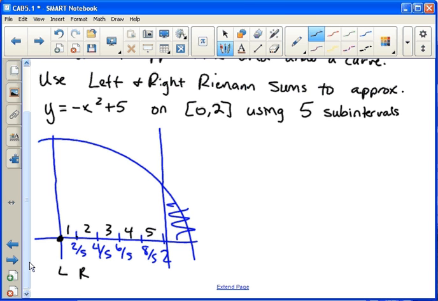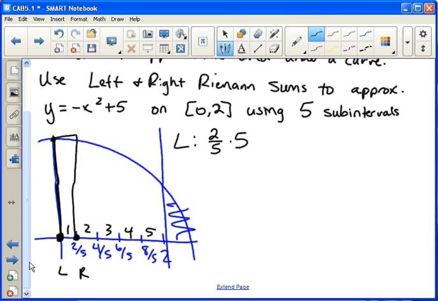So to do the left Riemann sum, I'm going to take my left endpoint at 0 and follow that all the way up to my graph. And I'm going to create a rectangle that has that height and draw it. The rectangle I just drew has a base that is 2/5 wide. I can find its height by using my equation. I'm finding the height at 0, so I just plug 0 into my equation right here, and I get 5. So the rectangle I just drew would have an area of 2/5 times 5.